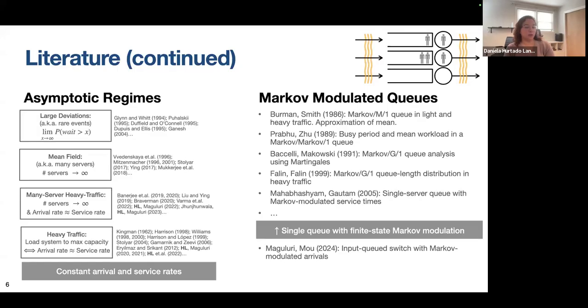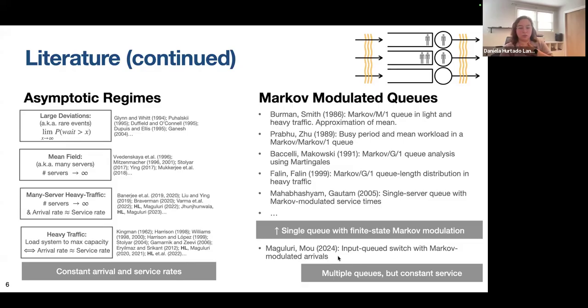Many times a single server queue, a few times a single queue with multiple servers, or even M/M/infinity type of queues, which, I mean, we agreed already that we're going to look at multiple queues. There is another attempt at a multiple queue with multiple servers last year, where they studied an input queue switch with Markov-modulated arrivals, and they computed the distribution when state space collapses to a single dimension. I'm going to explain what that means in a minute.